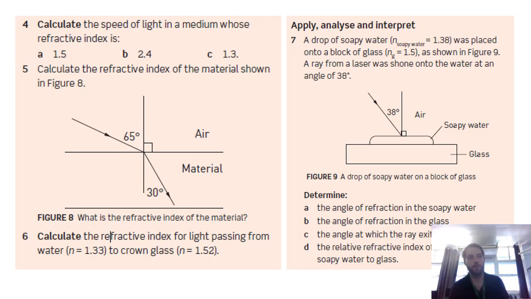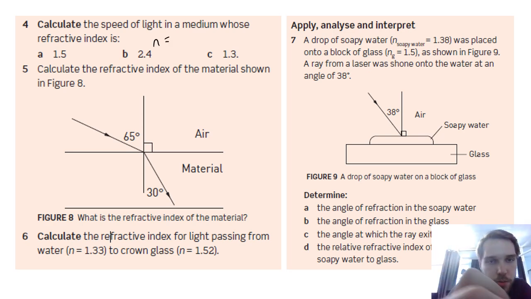Okay, a couple of different problems. I'll go through them with you guys, but please pause the video and try them for yourselves. Calculate the speed of light in a medium whose refractive index is given. We're going to use that formula that n is equal to c divided by v. All right, so we're asked to find the speed of light.